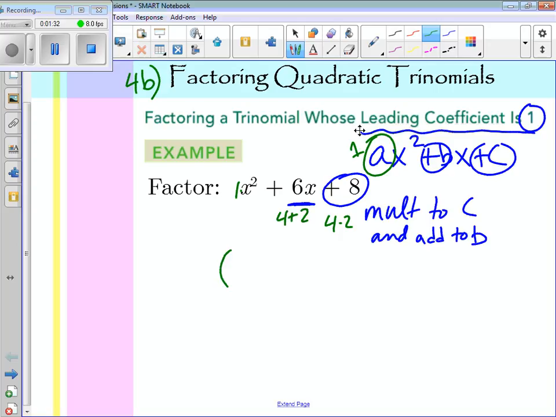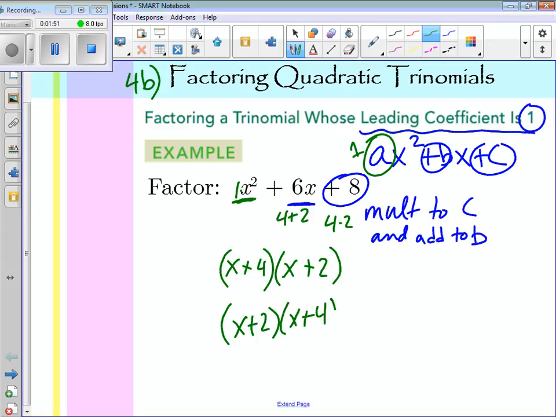When you have a leading coefficient of 1, you can just break this x squared up into x and x. And then we have a positive 4, so plus 4, and a positive 2, also plus 2. You may be thinking, can I write it this way? x plus 2 times x plus 4. And the answer is yes. By the commutative property of multiplication, you can switch those. So either one is the correct answer for factoring.